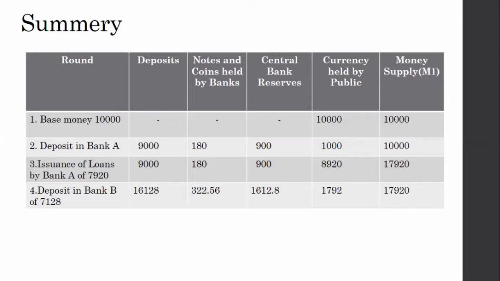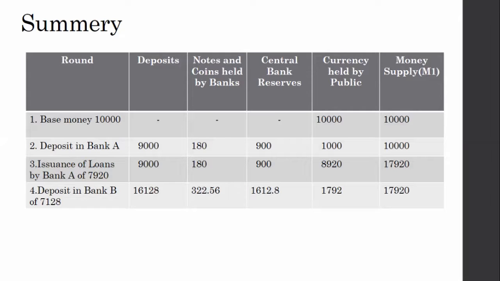Then second step, that person who received the 10,000 will deposit in bank A. So out of 10,000, only 90% can be deposited, 10% should be kept as money. Then 10% means 1,000. Now the currency held by public will be 1,000 only. The rest of the 9,000 will go as the deposit. Out of the 9,000, 180 are the notes and coins held by banks, and 900 is the central bank reserves.